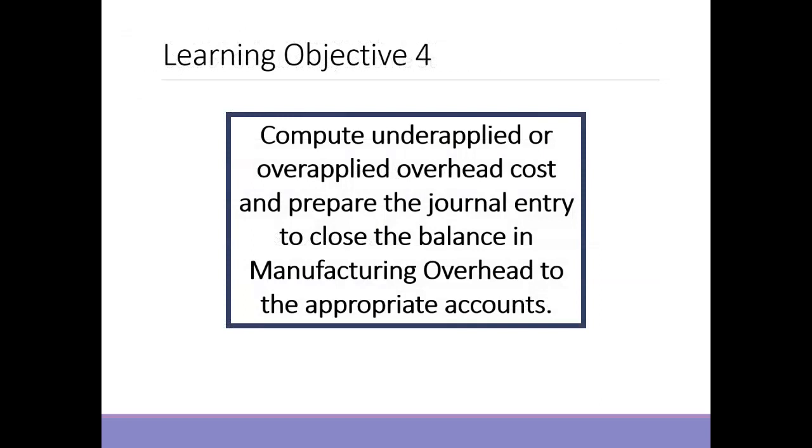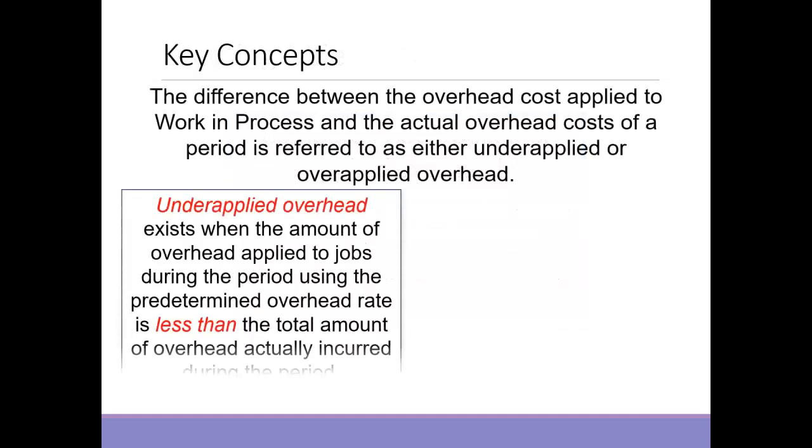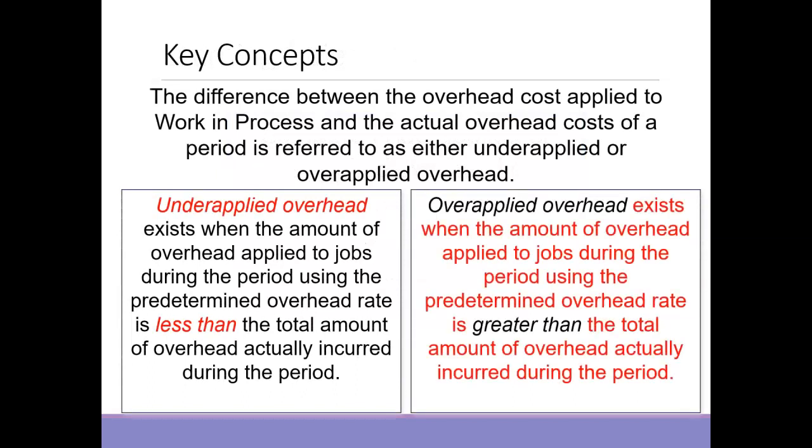Now, under applying and over applying overhead costs and how we go about determining that. The difference between overhead cost applied to work in process and the actual overhead cost of a period is either going to be under applied or over applied. Under applied is when the actual costs are greater. Over applied is when the actual costs are less than what we actually assigned to the various products. Got it?